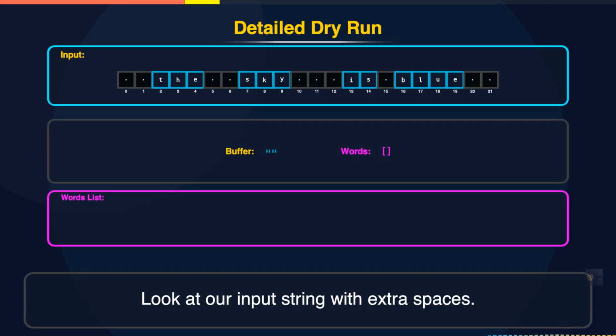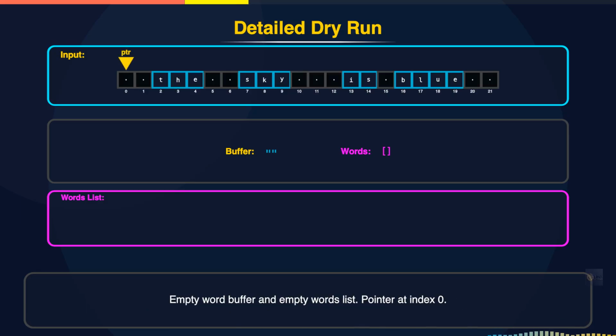This is the most important part. Look at the screen. We have our input string at the top. The sky is blue. Notice all those messy extra spaces at the start, in the middle, and at the end. We start with an empty word buffer and an empty words list. Our pointer begins at index 0. Index 0 is a space, we skip it. Index 1 is also a space, skip again.